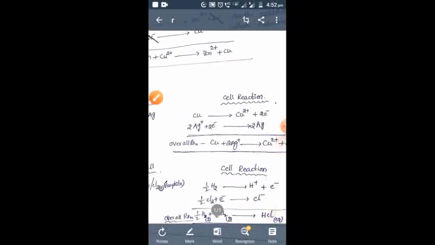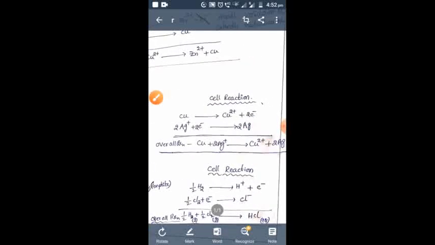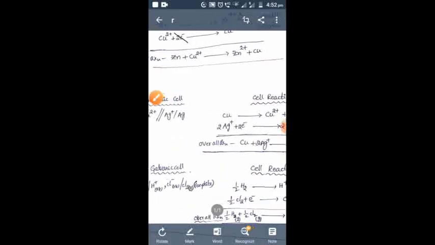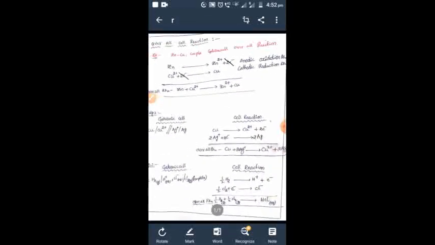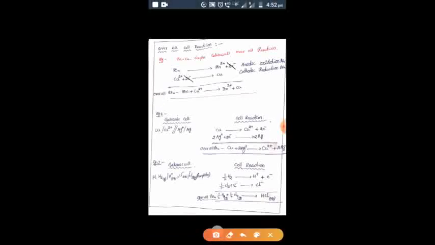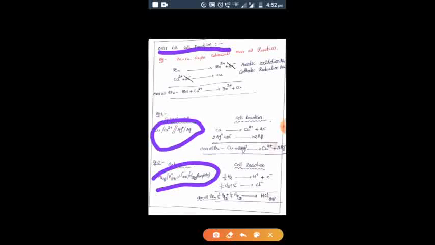Now add both reactions. So half H2 plus half Cl2 gives rise to HCl. The electron gets cancelled. Okay, like this you can write down the overall reaction of a given reaction. You can write down the overall reaction of the given galvanic cell reactions. These are the galvanic cells. If they give the galvanic cell, you have to write down the overall reaction like this. Okay students.